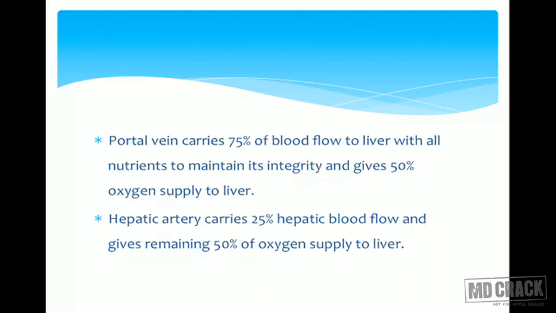Normally, the portal vein carries 75% of blood flow to the liver with all nutrients to maintain its integrity, and it gives 50% of the oxygen to the liver. The hepatic artery carries 25% of hepatic blood flow and gives 50% of the oxygen supplied to the liver. So, as you can see, the portal vein is the most important blood inflow channel for the liver.